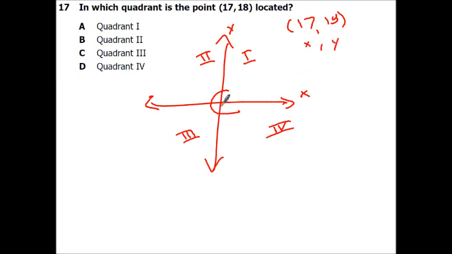So if this was your origin right here, to the right is positive, to the left is negative, up is positive, down is negative. So 17 is positive, so that means I'm moving this way, and then 18 is positive, so I'm going up, so I'm going to end up in quadrant 1.